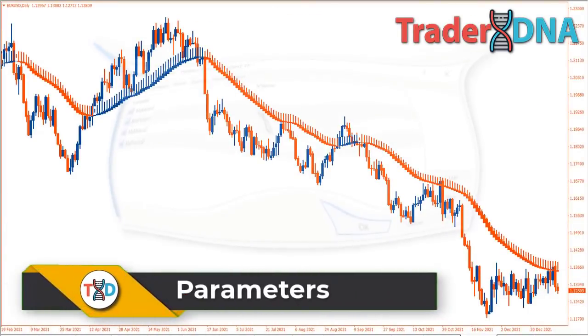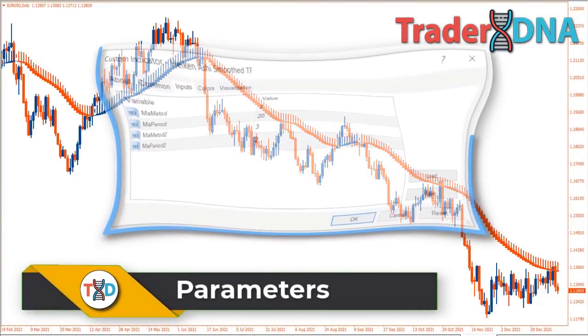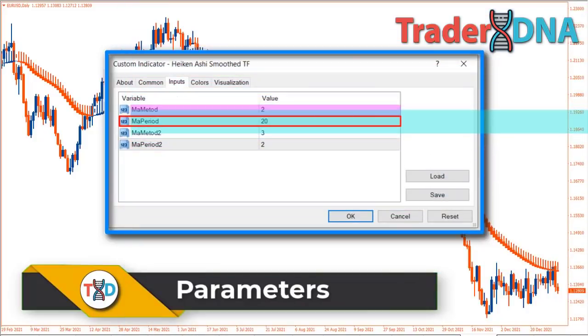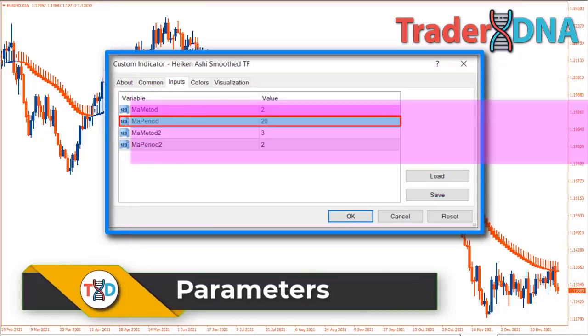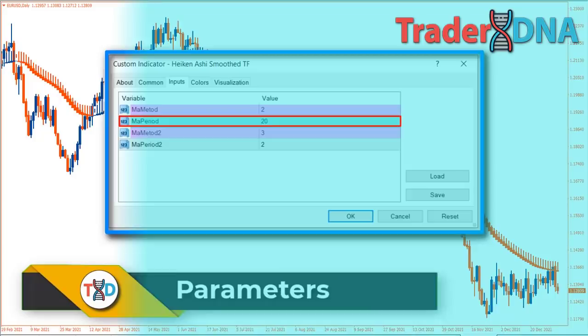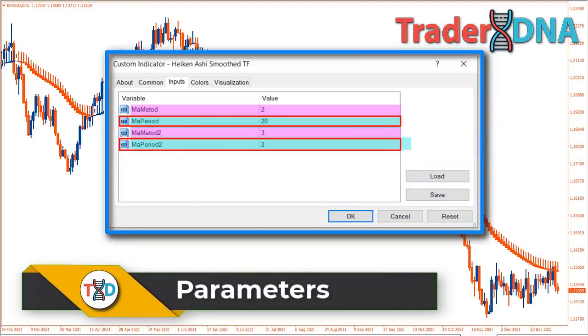Parameters. The settings for the smoothed Heiken Ashi indicator are very simple. You can set the values of the two moving averages that are used. The moving average method means the type of moving average you want to use. Moving average method 1. Choose the moving average type to use in the calculation. Period 1. The number of bars to use in the first moving average calculation. Moving average method 2. Choose the moving average type to use in the calculation. Period 2. The number of bars to use in the second moving average calculation.